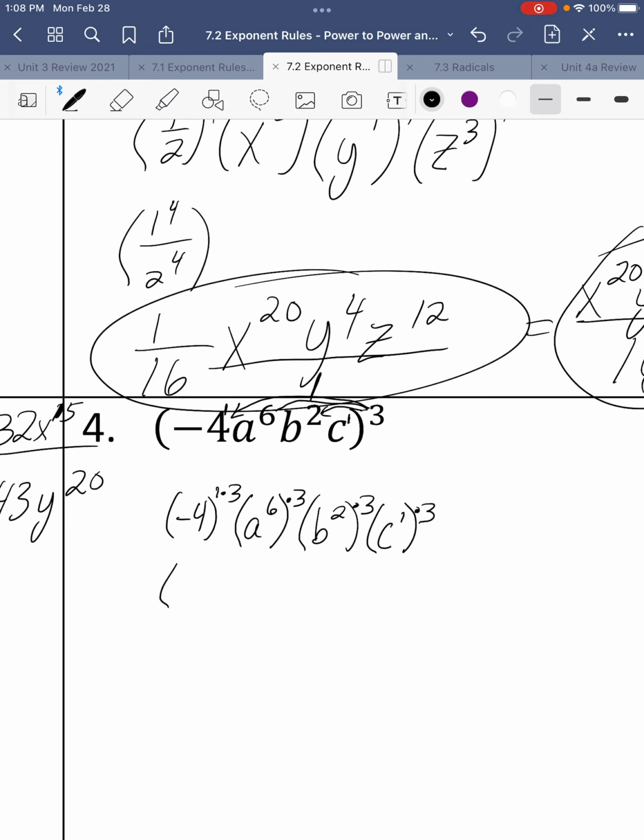So we have negative 4. 1 times 3 is 3. So negative 4 to the 3rd is negative 4 times negative 4 times negative 4. You can put that in your calculator if you do that. Make sure to put parentheses around the negative 4. If you don't put parentheses, a lot of times you're going to be wrong. So it's negative 64. 6 times 3 with the exponents is 18, so it's a to the 18th. 2 times 3 is 6, and 1 times 3 is 3.